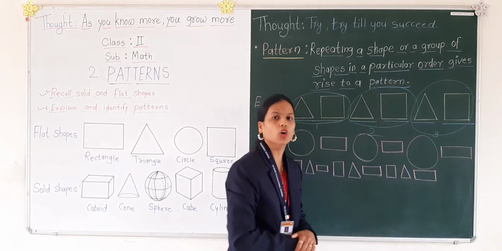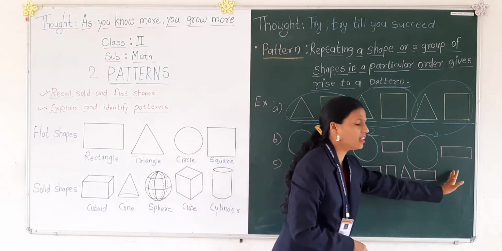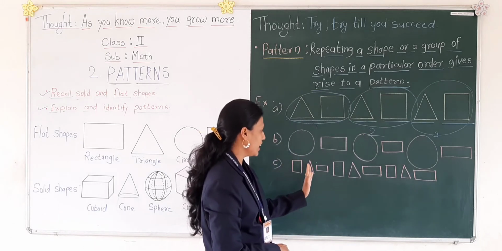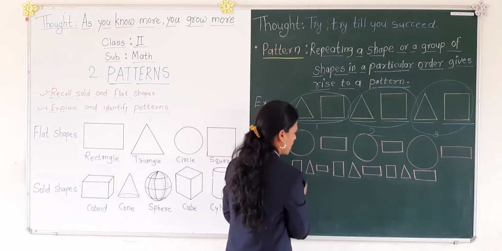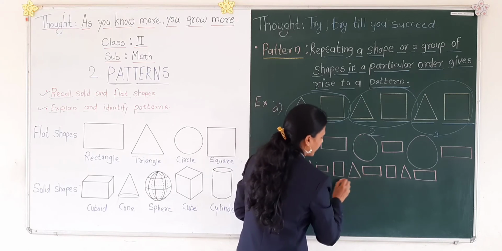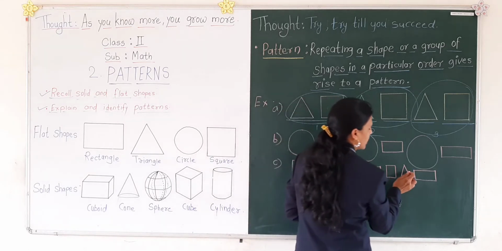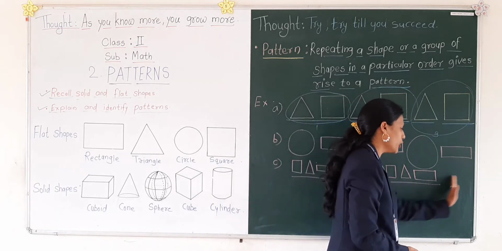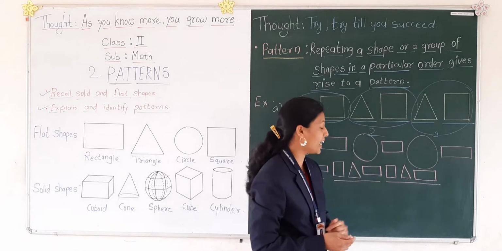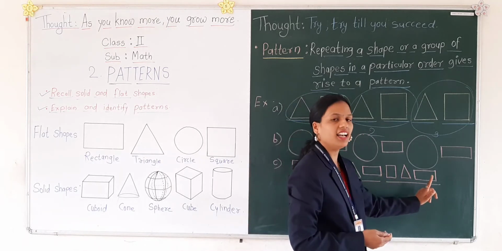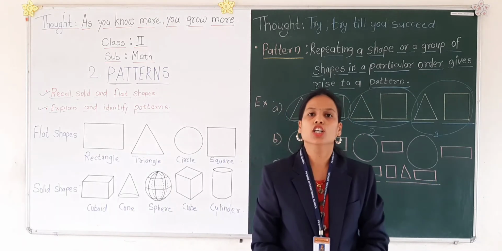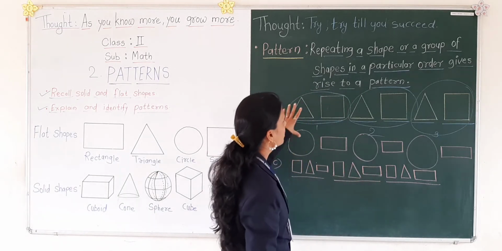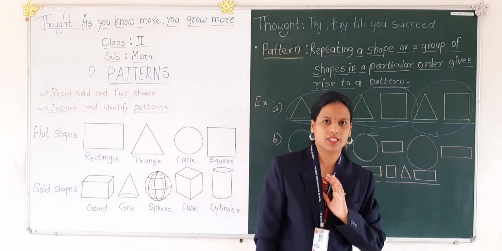So this is about pattern. If again we want to see, if we want to complete the pattern, then what will come next? Square, triangle, rectangle. This is one group. Square, triangle, rectangle. Another group. Square, triangle, rectangle. Alright. So now, if we see carefully, we have a pattern in shapes.